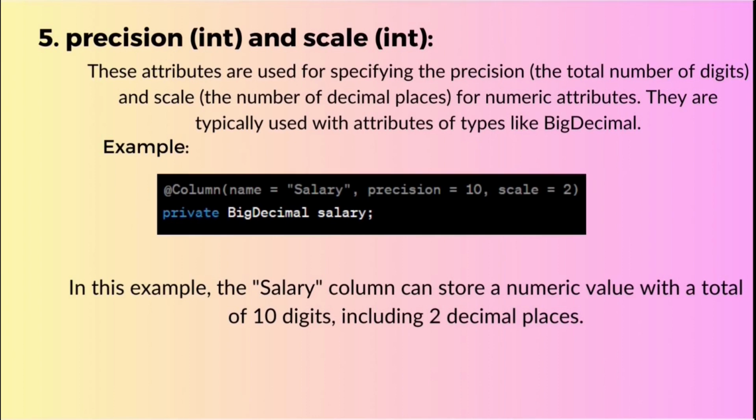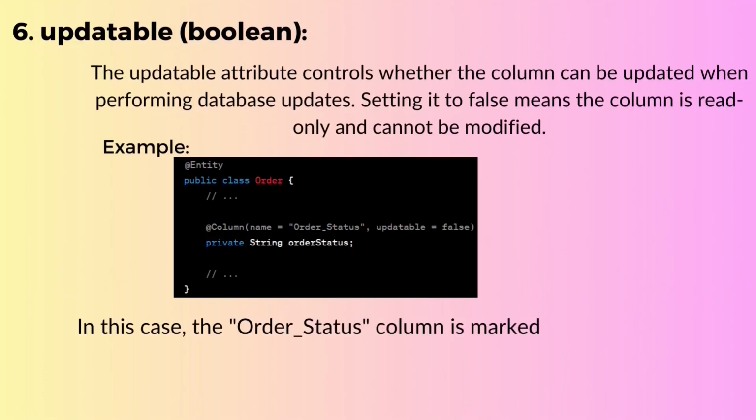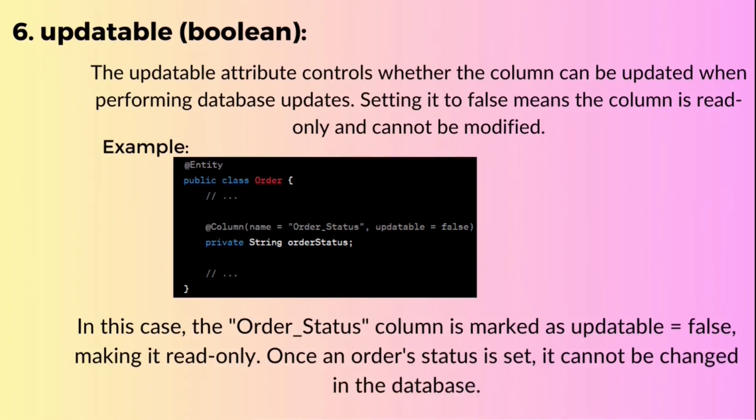places. Boolean updatable. The updatable attribute controls whether the column can be updated when performing database updates. Setting it to false means the column is read-only and cannot be modified. In our example, name equal to order_status column is marked as updatable equal to false, making it read-only. So once an order status is set, it cannot be changed in the database. And insertable of boolean.